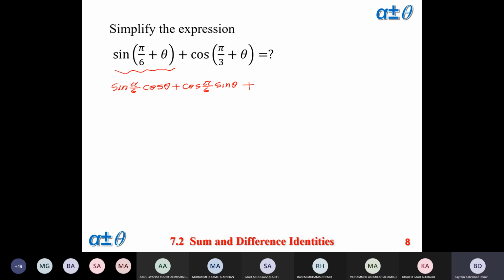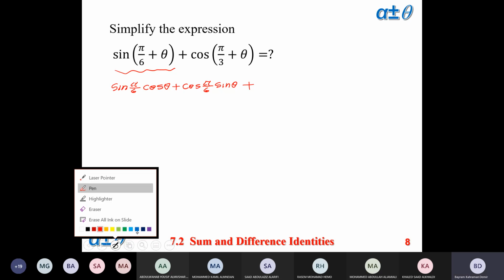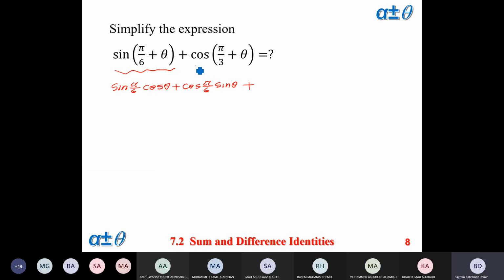And then plus, let's use now the cosine formula. Okay, let me change my colors. So let's use the cosine formula, Shabab. So it is cosine pi over 3 cosine theta minus sine pi over 3 sine theta, right?